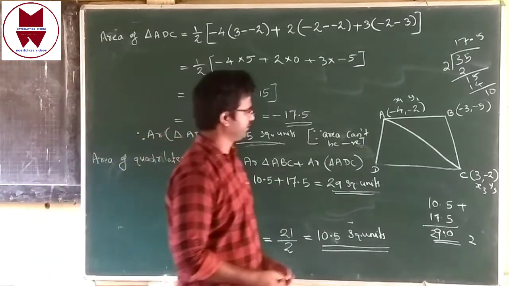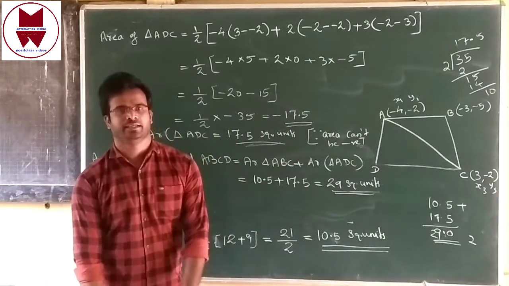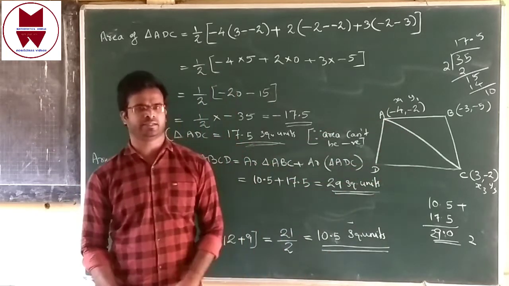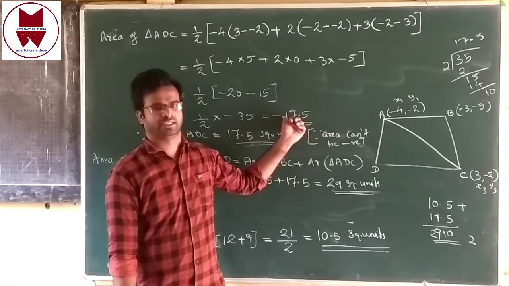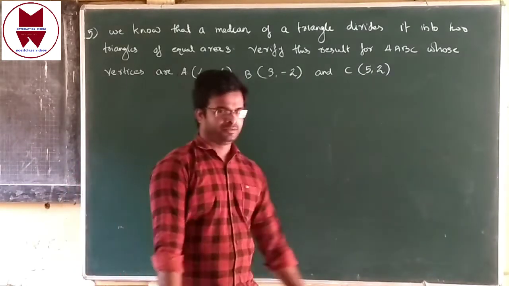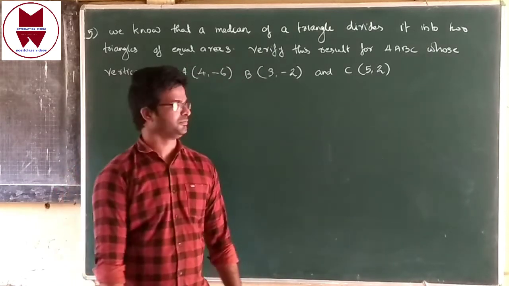I think nothing else is there. Already you have studied one formula, area of triangle. The same formula we used 2 times. Then just add that answer. Only one thing, keep in mind, this negative don't write in this part. Always take positive. Now we can see question number 5.